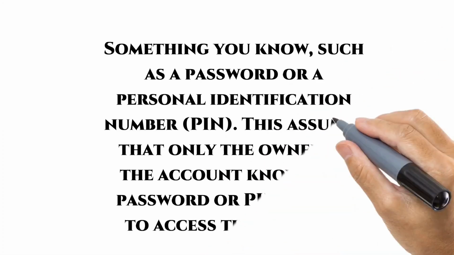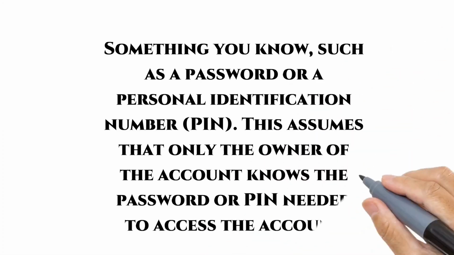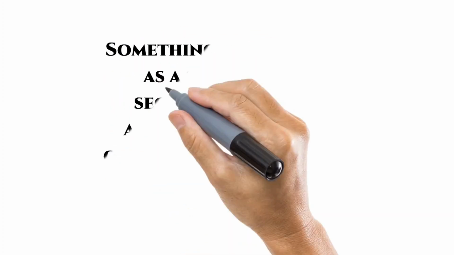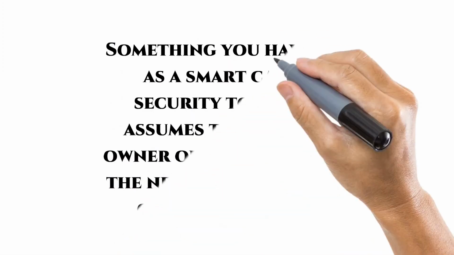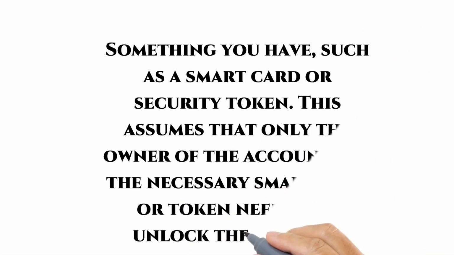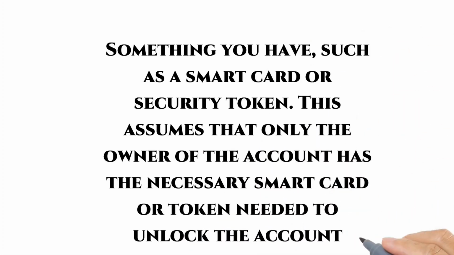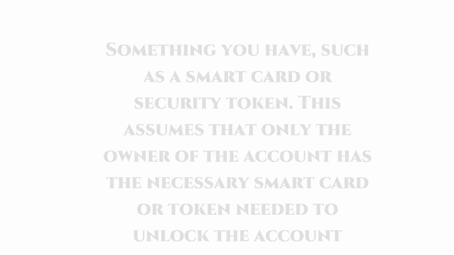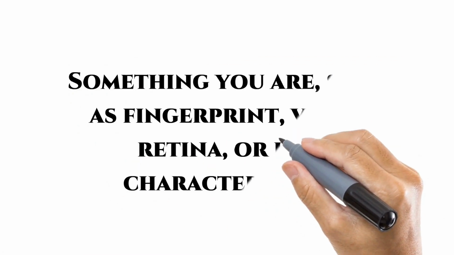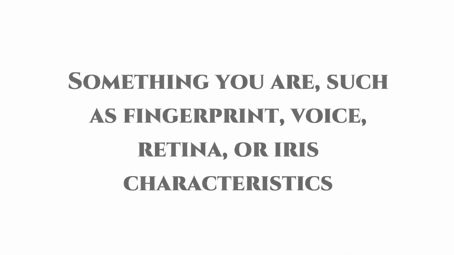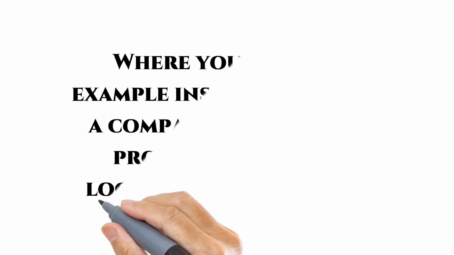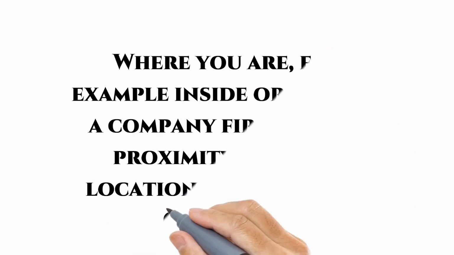Number 2. Something you have, such as a smart card or security token. This assumes that only the owner of the account has the necessary smart card or token needed to unlock the account. Number 3. Something you are, such as fingerprint, voice, retina, or iris characteristics. Number 4. Where you are, for example, inside or outside a company firewall, or proximity of login location to a personal GPS device.